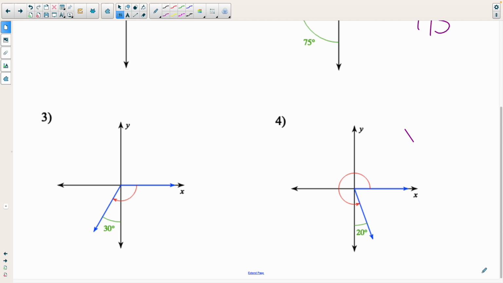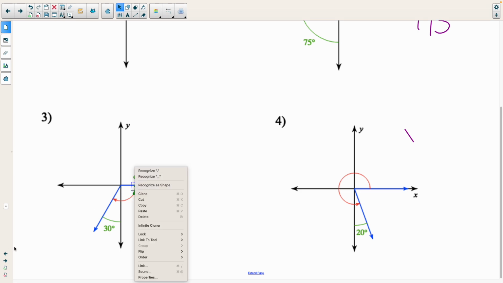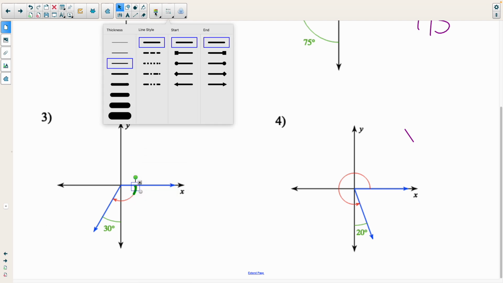Be careful. I like to trace the curved arrow when I measure these, especially when they start to get bigger and go around rotations. If you trace it, it helps, because remember, you always want to start at your initial side. That's your starting point. And this goes down from your starting point. So this has to be a negative degree angle.